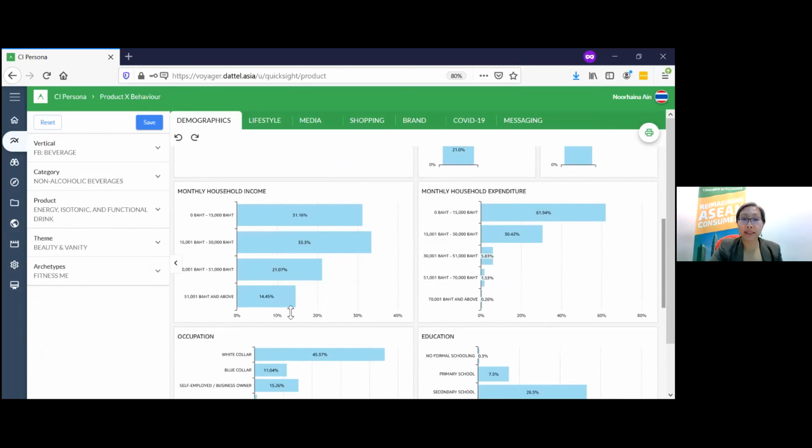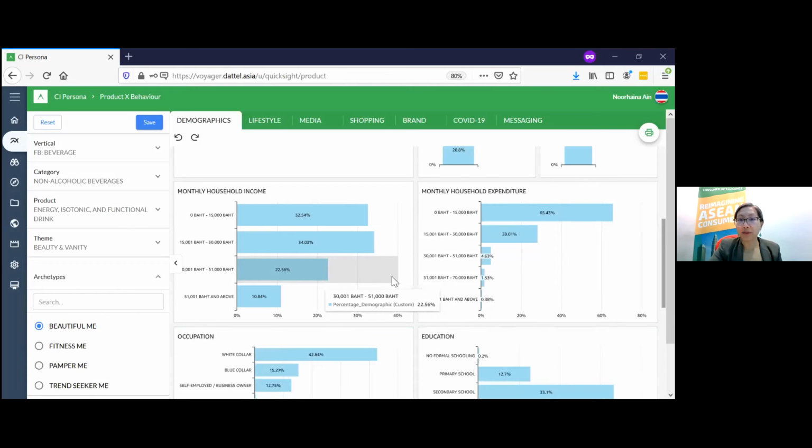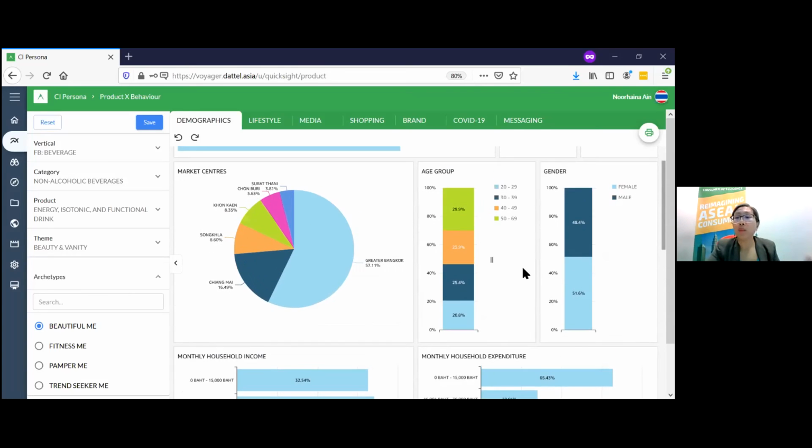Now, if we are to try with something else, for example, let's go with Beautiful Me, since that's also one of the behavior archetypes selected earlier. Let's see the changes in the monthly household income. As you can see, there are always these slight variations to the proportion, and it's really for you as the business owner, as a marketer, to decide which positioning works best.